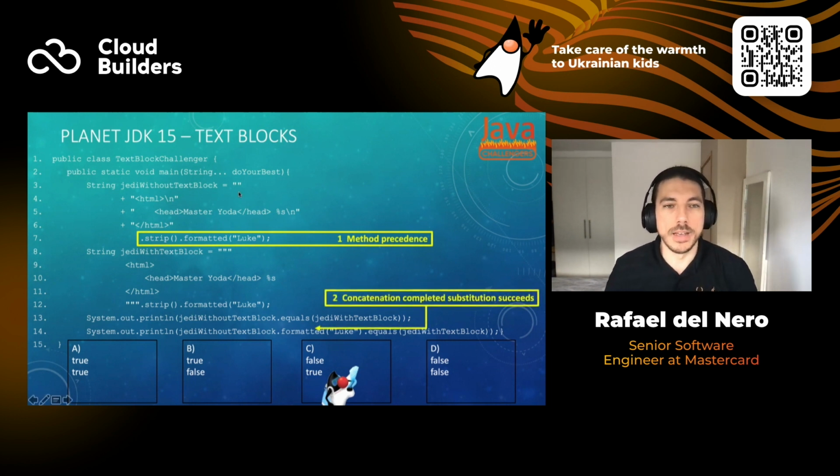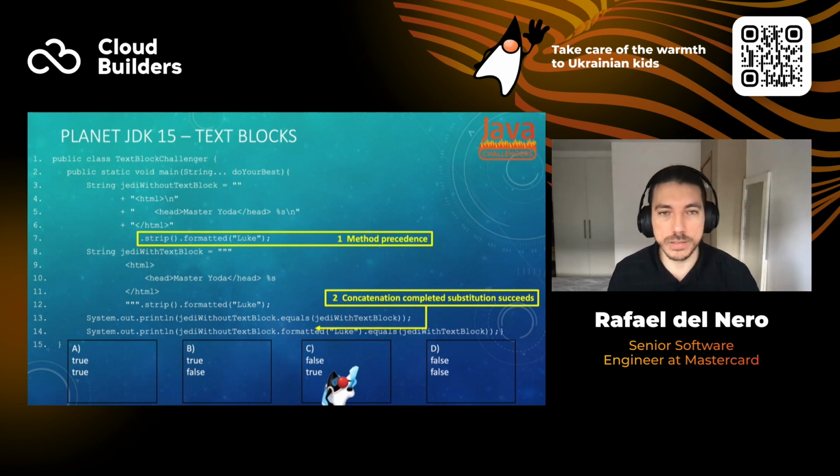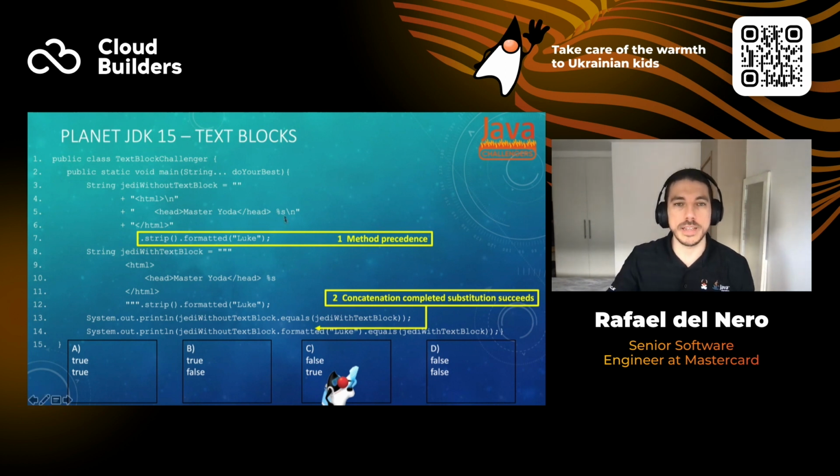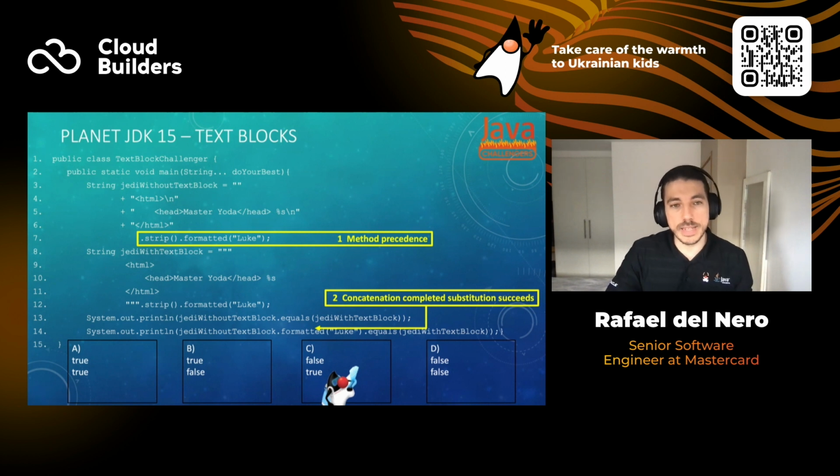So why it's C? So the first thing I have to remember here is that we are concatenating strings. So the method will be invoked only for the last HTML from the JDI without text block variable, which means that the formatted method won't substitute the percentage %s here, located here. So look won't be substituted in this case, but then on the JDI with text block, when we use the formatted method, then we will substitute the percentage %s with look.